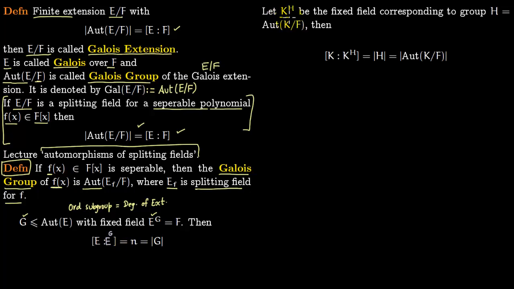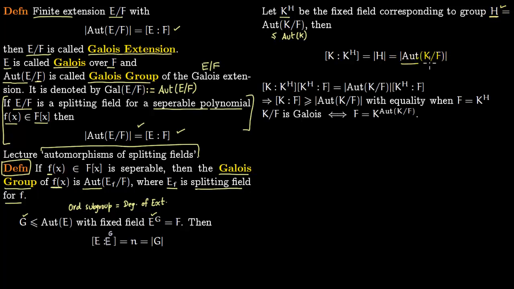Now let K^H be a fixed field of some group H, and say this group H happens to be the automorphisms of K which fix field F. So obviously this group H is a subgroup of automorphisms of K. Now we want to use this theorem here. Instead of E we have K, and instead of G we have H. So K over K^H, the degree of extension, is equal to the order of this group H. But this group H is nothing but automorphisms of K over F. So you write it like this.